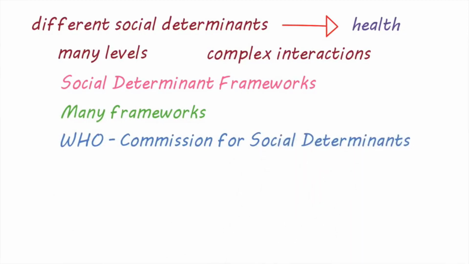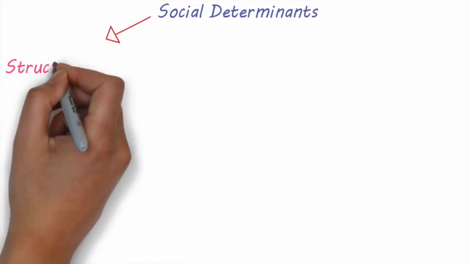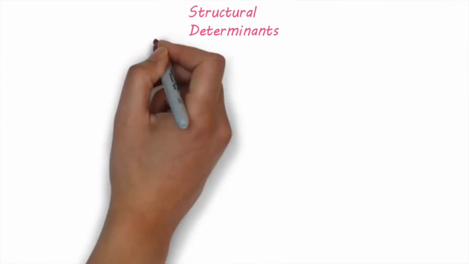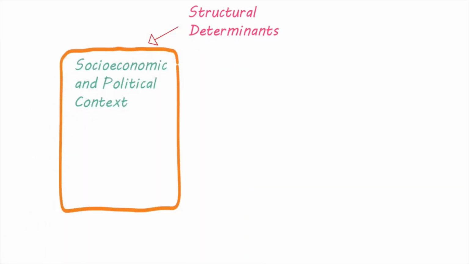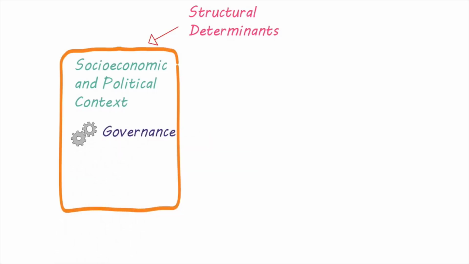According to this framework, there are two broad types of health determinants that influence health and can lead to health inequities. These are structural determinants and intermediary determinants. Structural determinants refer to the socioeconomic and political context in which a person is born into and lives in. These include governance, how society organizes itself to make and implement decisions, economic, social, and public policies, and also the social and cultural values that communities place on health.